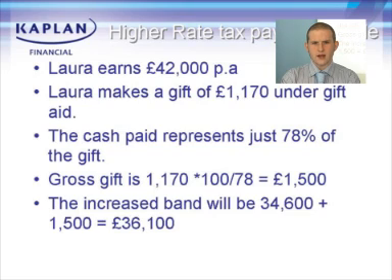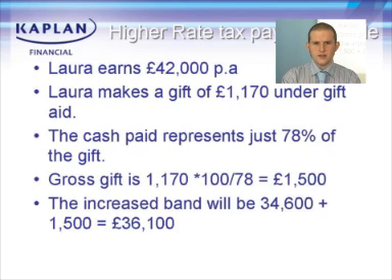So let's have a look at a higher rate taxpayer example. Laura earns £42,000 a year. Okay, so she is going to be a higher rate taxpayer. And she makes a gift under the gift aid scheme of £1,170. Now remember, that represents 78% of the gift, and the charity will get 100% by claiming back the 22% extra. However, Laura needs 40% relief in total, so she can increase her basic rate band and get the extra relief.